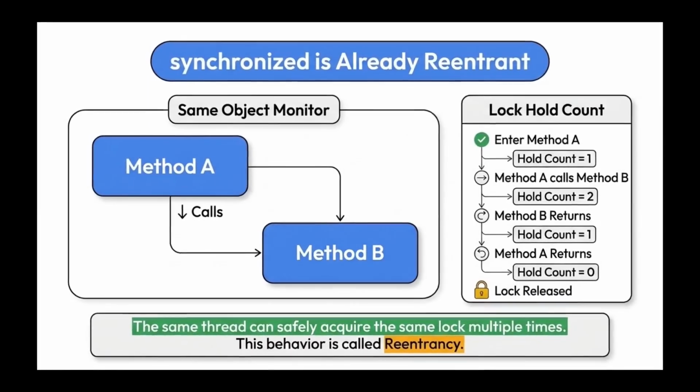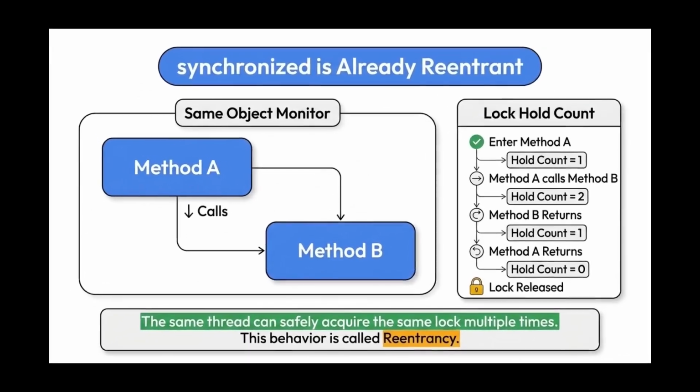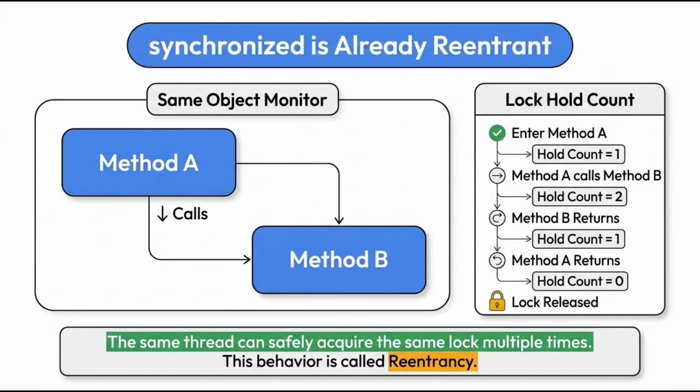Yes, the synchronized keyword is already reentrant. Imagine a synchronized method A calling another synchronized method B on the same object. When the same thread enters method A, it acquires the object's monitor. Later, when method A calls method B, the thread doesn't block itself because it already owns that monitor.